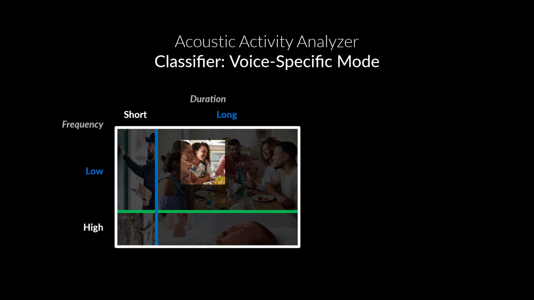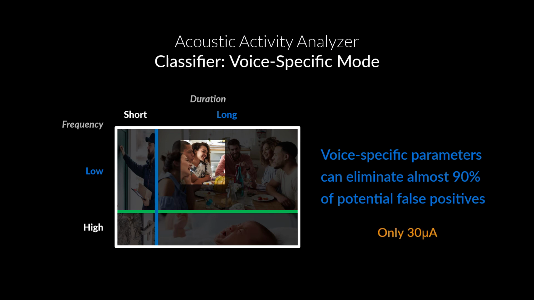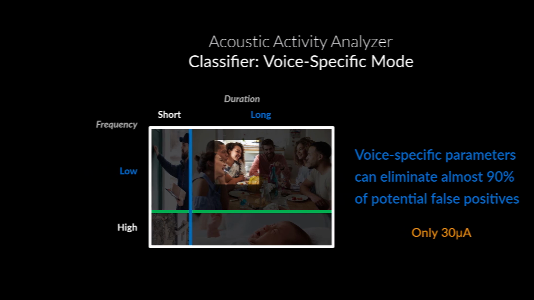Our testing for accurate voice detection showed that moving from the 4 regions approach to the voice-specific parameter set reduced the incidence of false positives from 37% to 10.5%. That means that we can eliminate almost 90% of potential false positives, still for only 30 microamps. Regardless, we were able to correctly detect speech 100% of the time, even in 4 regions mode.